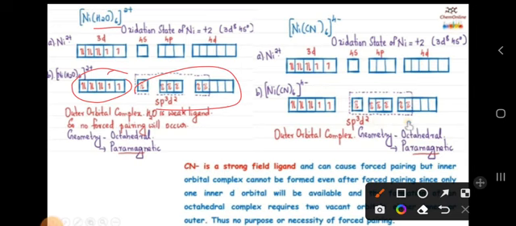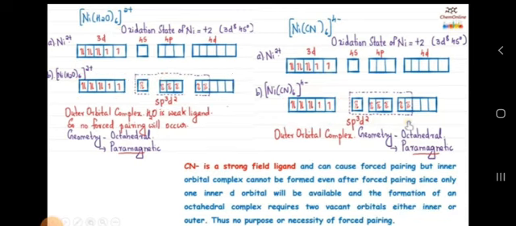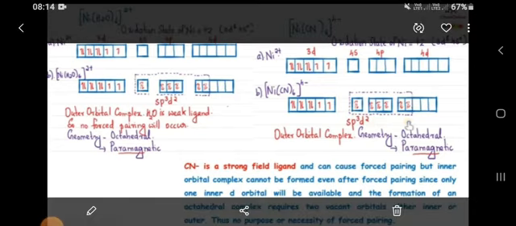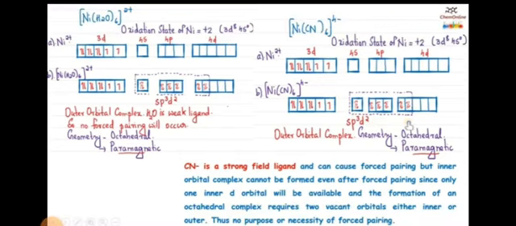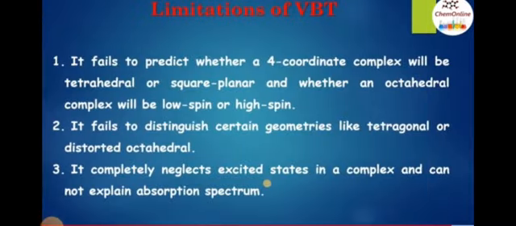And if you compare this one, it also should happen, but it is also not happening. Why? Because of the 2 vacant orbitals, either outer or inner, there is no forced pairing. Because vacant orbitals are present, we can accommodate the electrons, so for that reason it is not going to force pairing. So these are the general examples he has explained, but he has not given a correct explanation of the stability of the complexes.